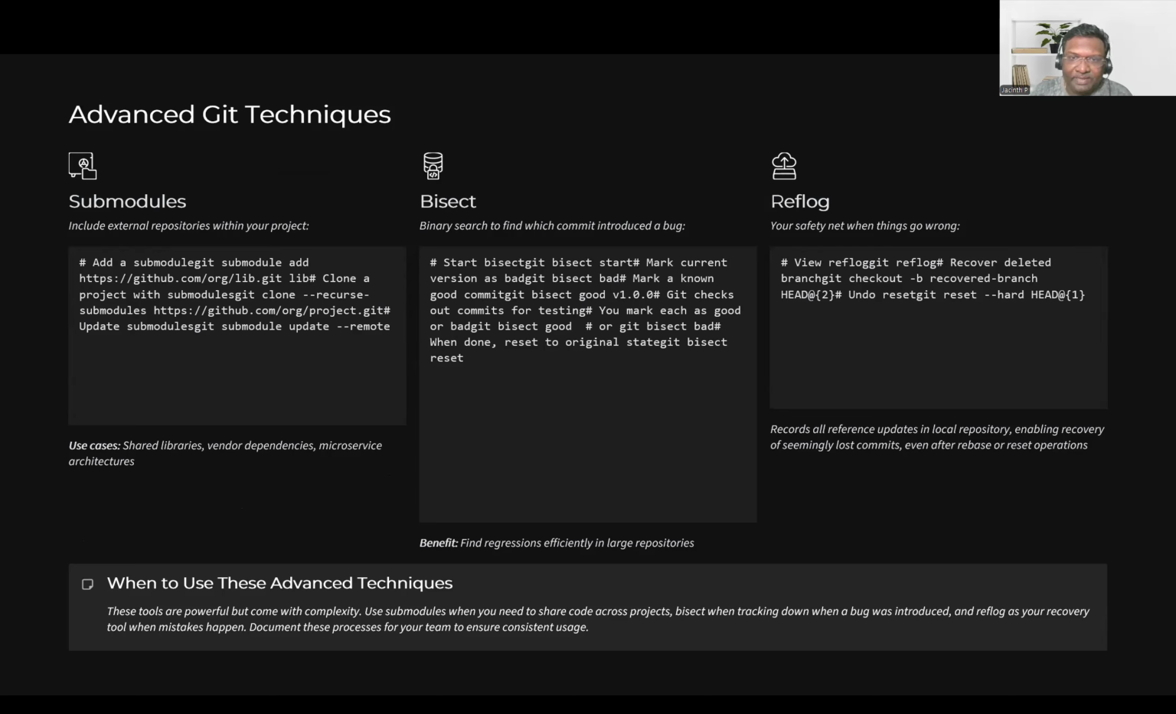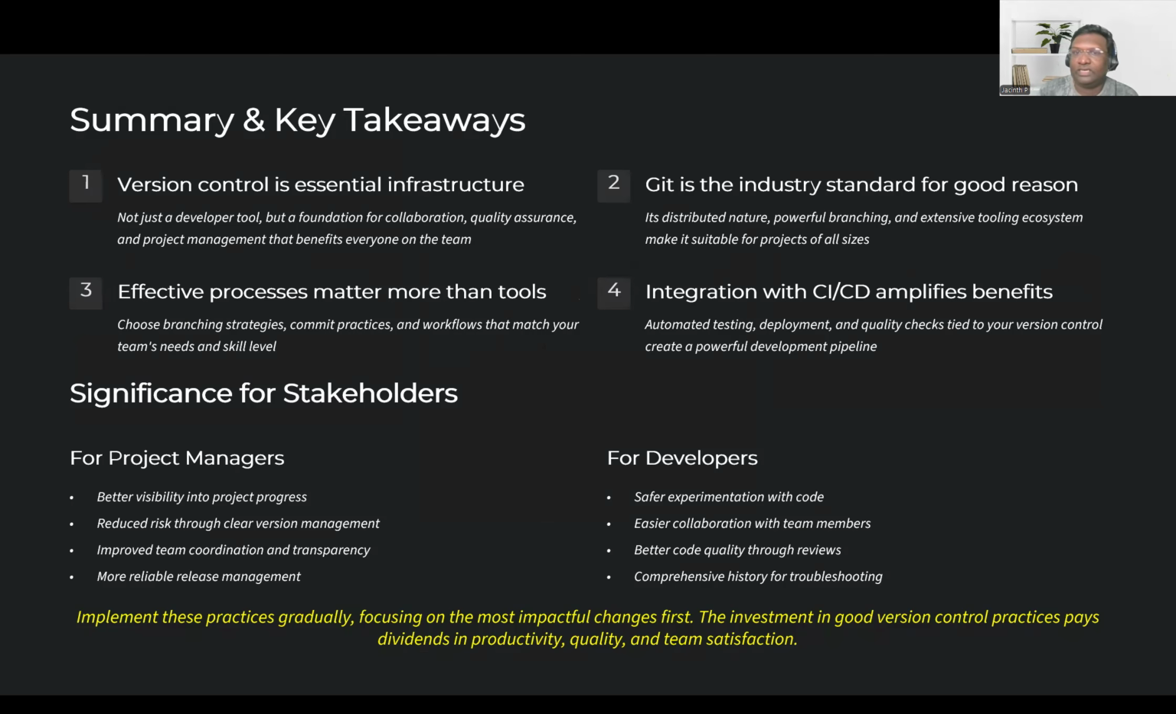Finally, let's bring these things together with some key takeaways. First, version control isn't just a developer tool, it's essential infrastructure. It underpins collaboration, quality assurance, and project management. Git has become the industry standard for a reason. Its distributed nature, flexible branching, and a huge ecosystem of tools make it fit for projects of all sizes.